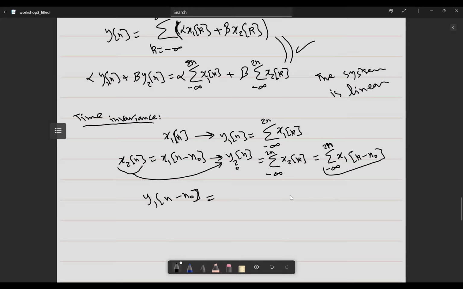Now we need to compare this one with what we get after shifting the output. Here we shifted the input and checked the output. Now we shift the output of the original signal x1. So instead of y at n, it will be at n minus n0, so from minus infinity till 2n minus n0. Everything else remains the same. Is this system time invariant?